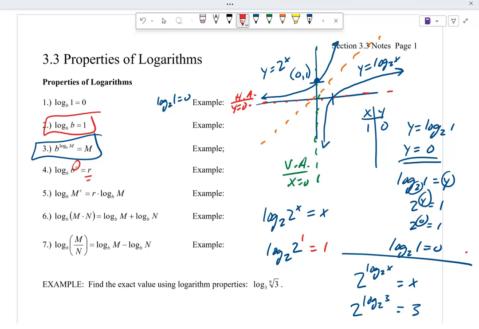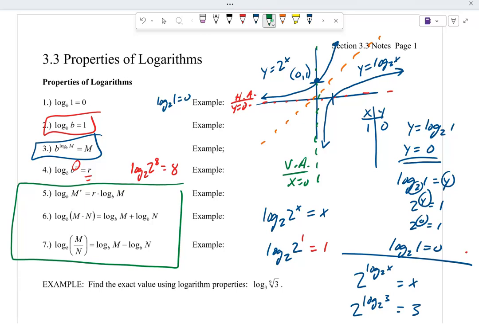Log base b of b to the r. So log base 2 of 2 to the 8, for example, would be 8. Again, they undo each other. Now, these below right here, these are unique to logarithms. The first one is called your power rule, so that r can be thrown in front there. That's the power rule.